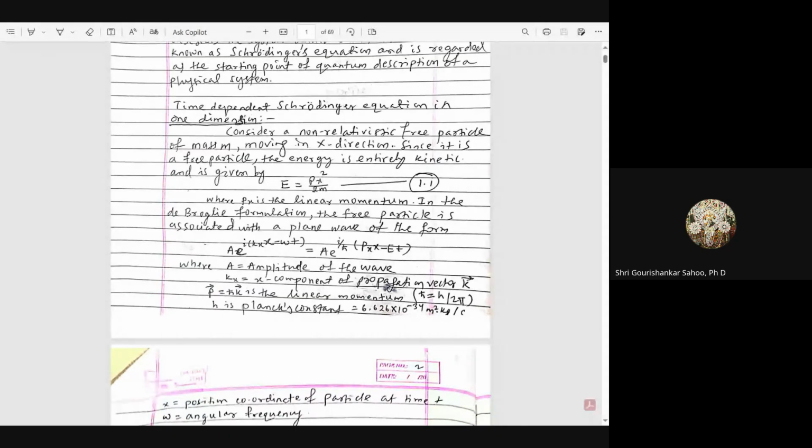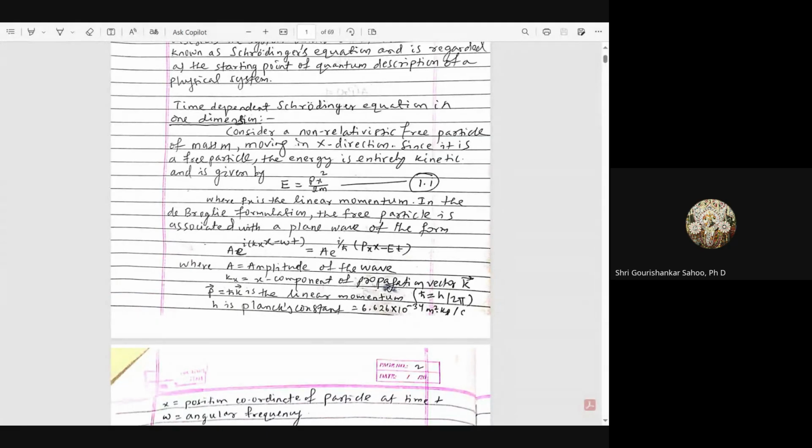So px is linear momentum, and in de Broglie's formulation, the free particle is associated with a plane wave of the form A e to the power i (kx x minus omega t), which can also be written as A e to the power i by h cross (px x minus E t). So i is root over minus 1, which is a complex quantity. A is the amplitude of the wave. Kx is the x component of propagation vector k. p is h cross k, which is linear momentum, where h cross is h by 2 pi.